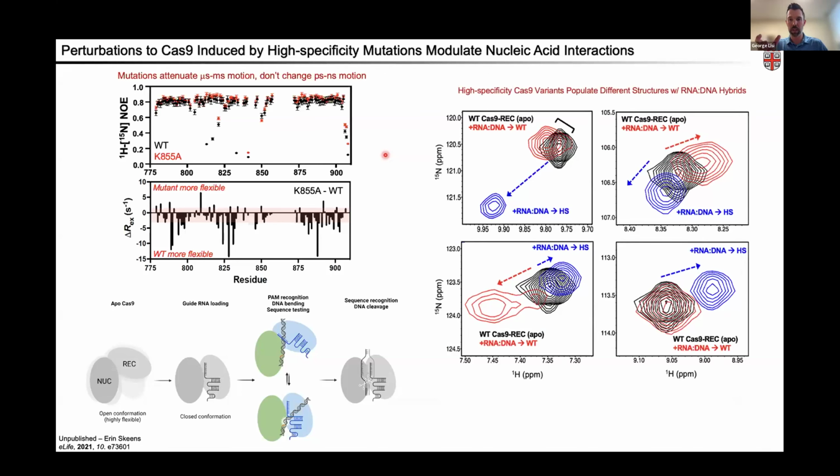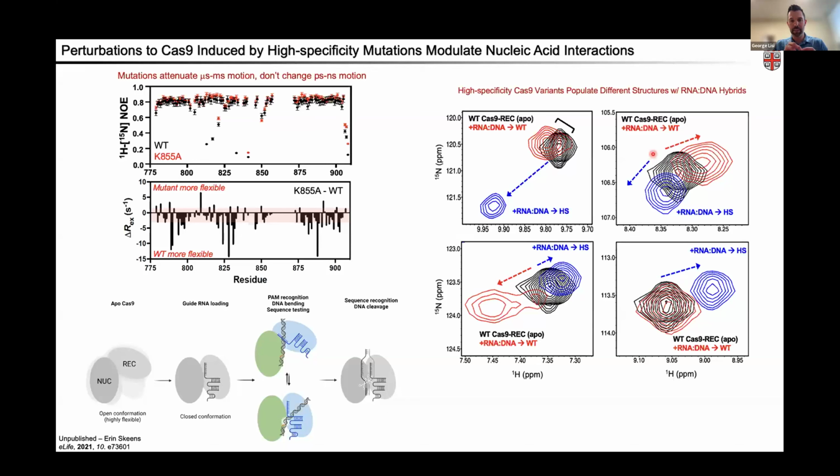Okay, and one of the things that we're doing to explore this experimentally, which we haven't published, is to look at the recognition domain in the presence of high specificity mutations and RNA-DNA hybrids in the NMR tube. Okay, and so what we can see, this is just a snapshot of some of the data, is that if we look at the wild type Cas protein, or the domain that is binding the RNA-DNA hybrid, and then we titrate in that hybrid, a short hybrid, we can see shifts associated with an interaction at many residues. But when we do the same experiment with a hybrid and a high specificity mutant, the shift trajectory is distinct from that of the wild type, right?